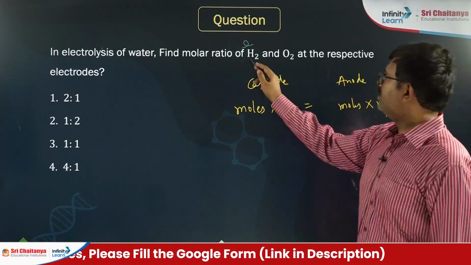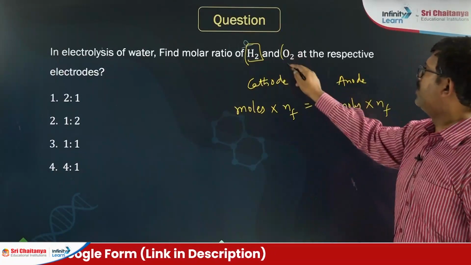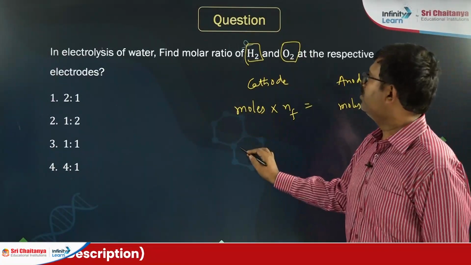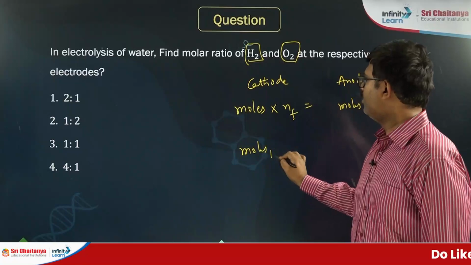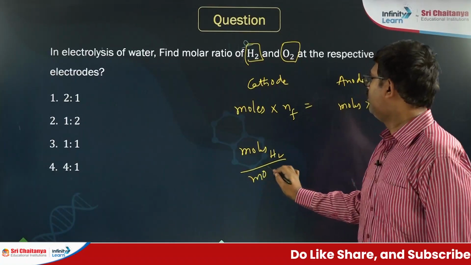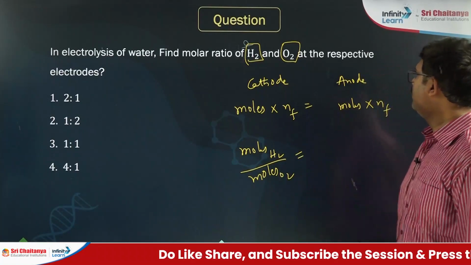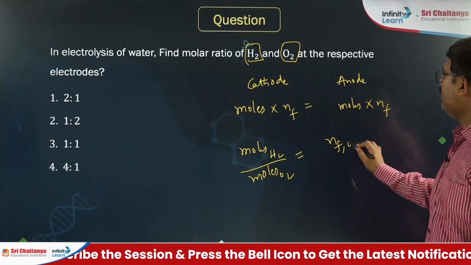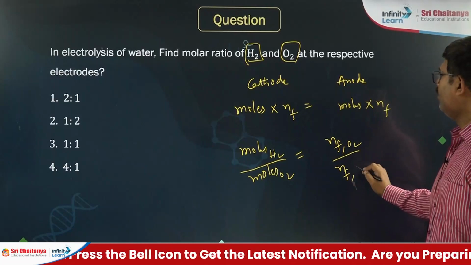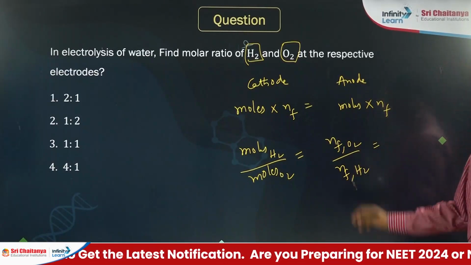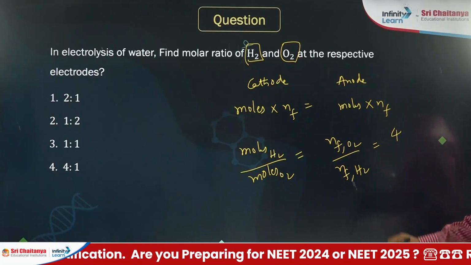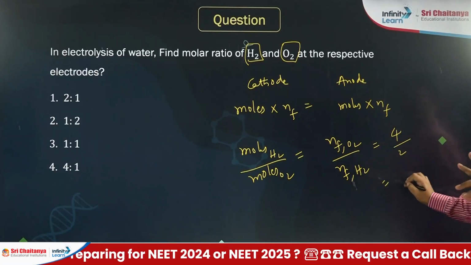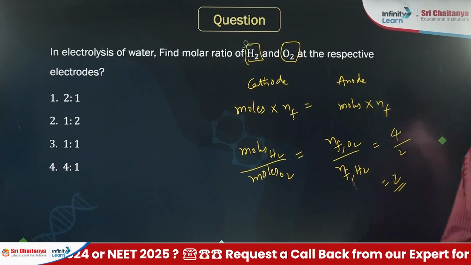Now, on the cathode side what will deposit? Hydrogen. On the anode side, oxygen. So moles of hydrogen by moles of oxygen is equal to n factor of oxygen by n factor of hydrogen. Now the n factor of oxygen is 4, I told you to remember this, and the n factor of hydrogen is 2, therefore the answer is 2:1.